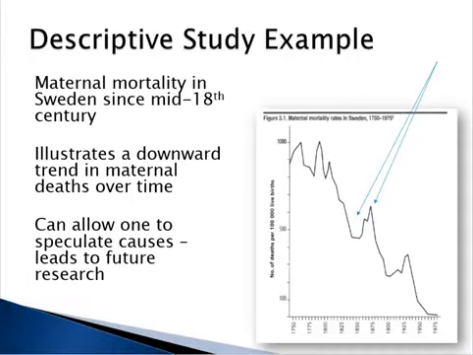Here's a descriptive study example. We see a downward trend in maternal mortality in Sweden since the mid-18th century. There's this downward trend, but we see some blips upward in the 1860, 1870 range, and then maybe again around 1930, 1935. You can speculate causes, but you don't know other than, oh, there was just an increase there. So why was there that increase? Future research would need to explore that.